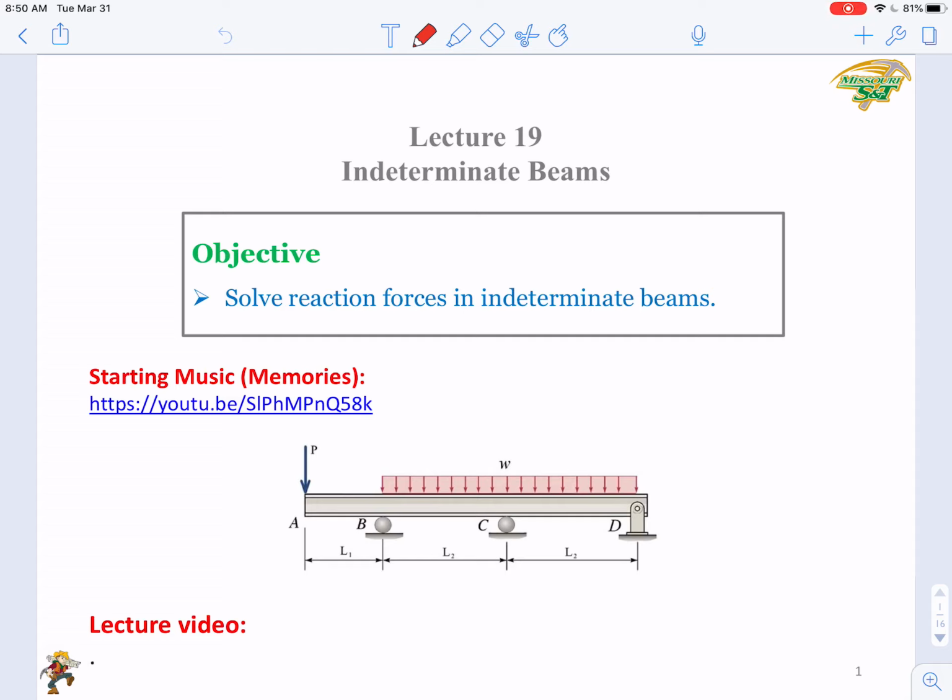Okay, you need to really recall your memories regarding the principles of solving indeterminate axially loaded elements and indeterminate torsional elements. So that is our objective today, to solve the reaction forces in indeterminate beams.